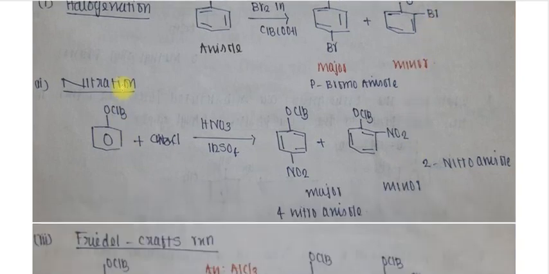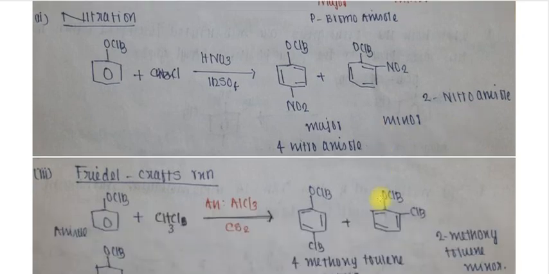The next is nitration: anisole, OCH3 C6H5, in the presence of HNO3 and H2SO4. What is forming? The NO2 forms ortho and para products, since the OCH3 group is ortho para directing. So 4-nitroanisole is the major product and 2-nitroanisole is the minor product.